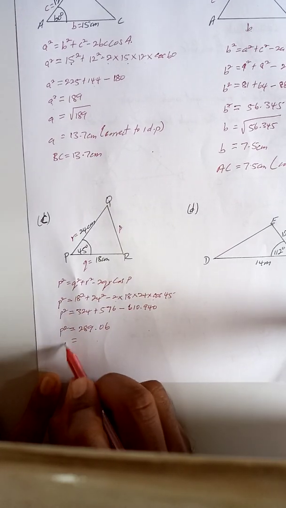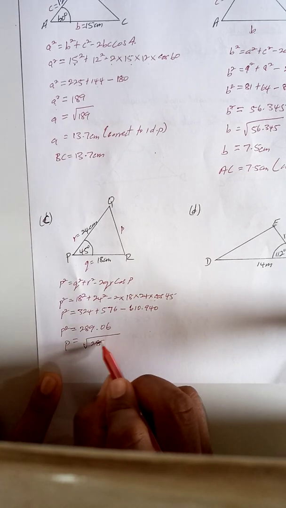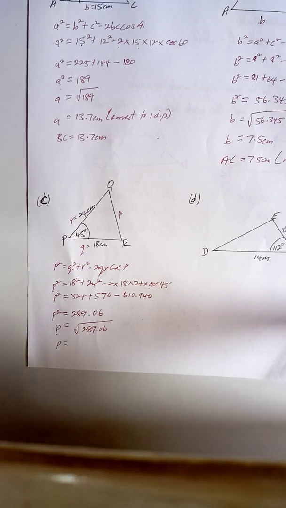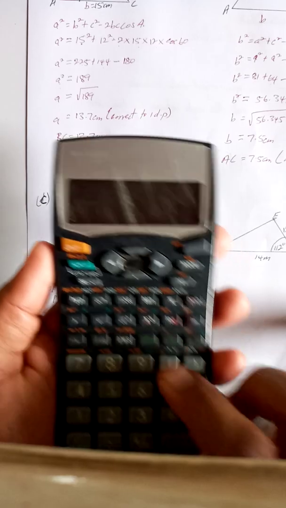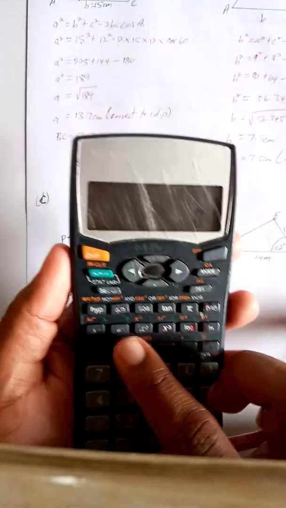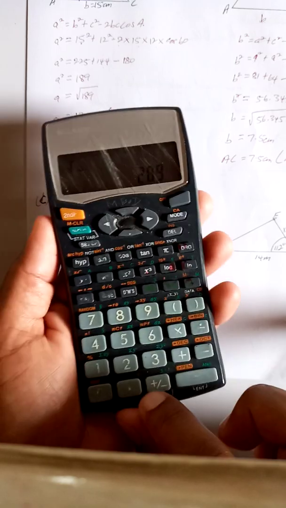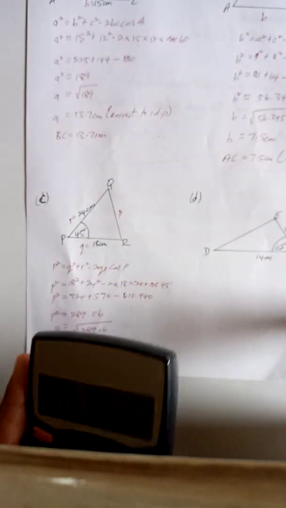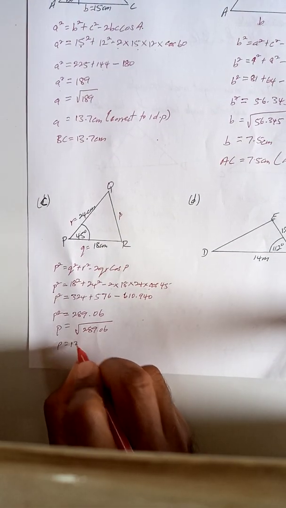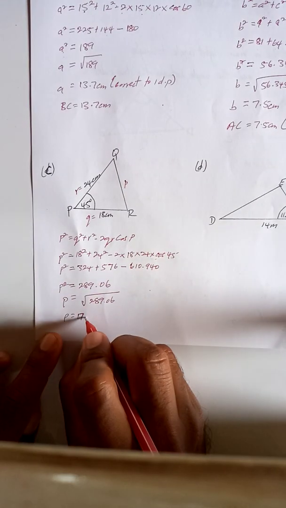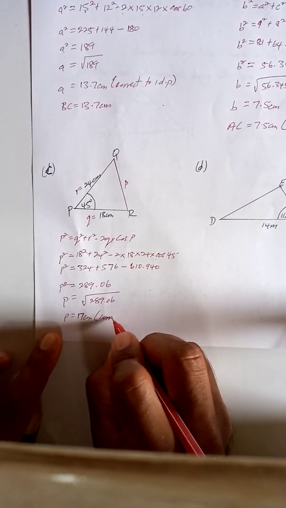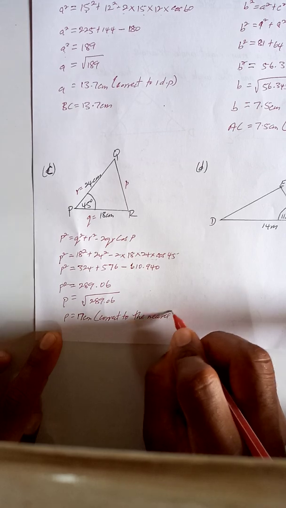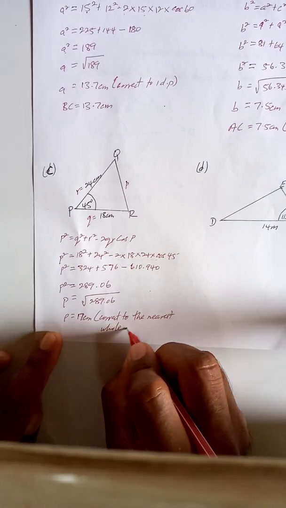Now for us to find P, we'll take the square across, we'll square root 289.06. Let us write the answer here. Let us square root this. Okay, sorry. So square root of 289.06 gives us 17.00. Let us write it to the nearest whole number. So we round it off, we have 17 cm, to the nearest whole number.